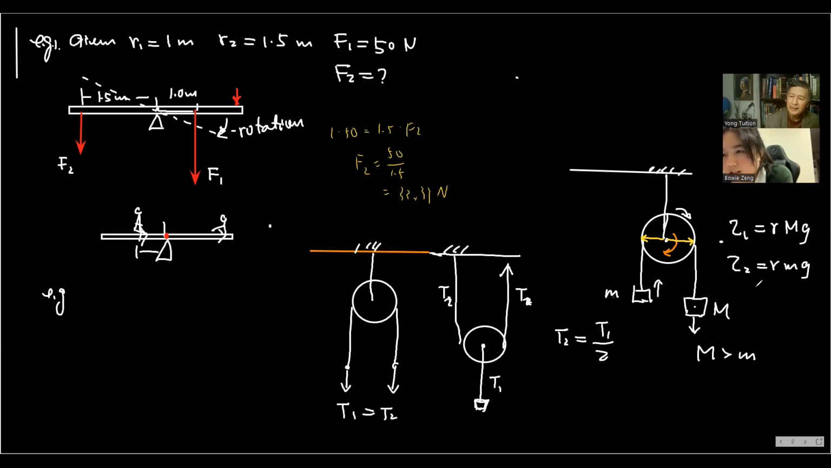In this case, R1 is larger than R2, if I use R notation, because they are not equal. But in this case, they are equal. So tau 1 is equal to tau 2.